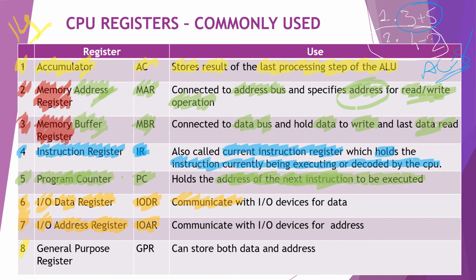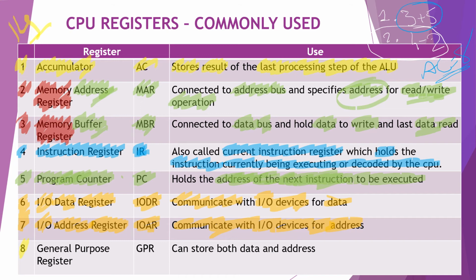Both communicate with what? With the IO devices. Both communicate with the IO devices, but IODR communicates for the data while IOAR communicates for the address. From the name itself you can identify that IOAR communicates with IO devices for the address, right? So this is about the 6 and 7 registers, IODR and IOAR.